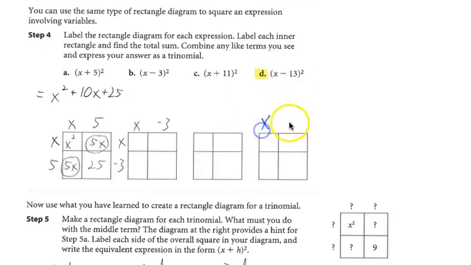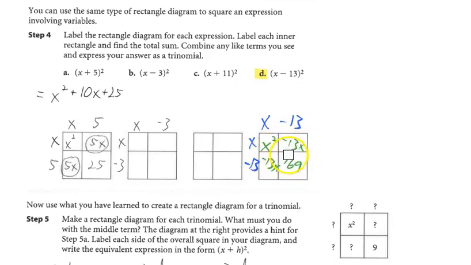Right, across the top we'll have x minus 13. Multiply that by x minus 13. So we multiply x times x. x times negative 13, then negative 13 times x, and negative 13 times negative 13 is positive 169.